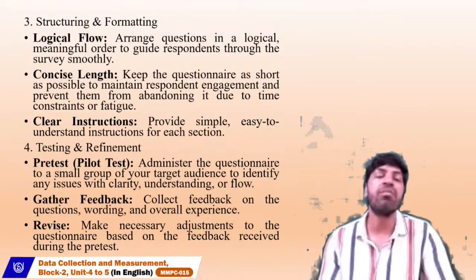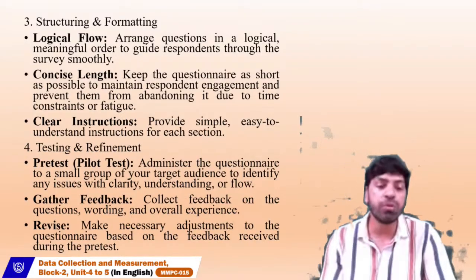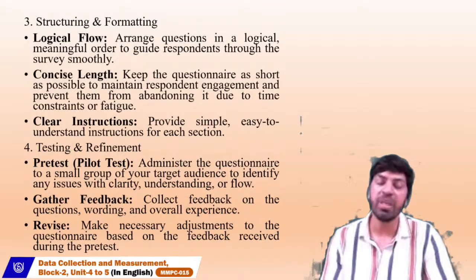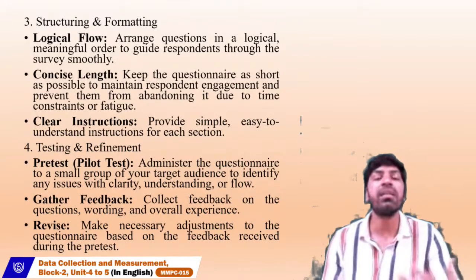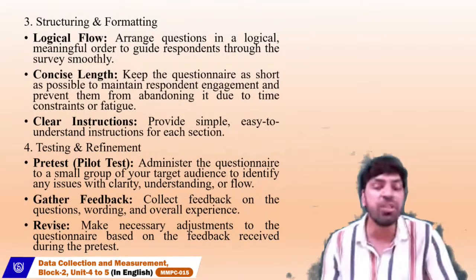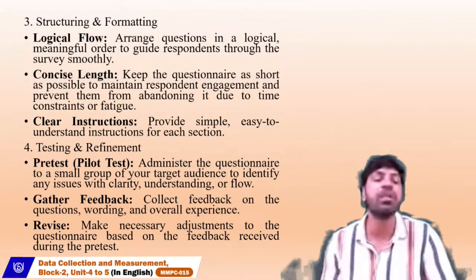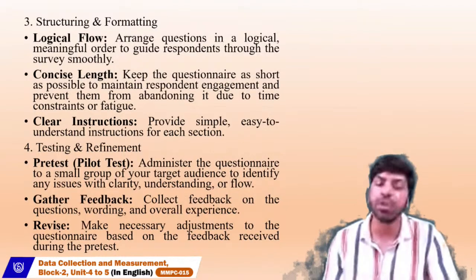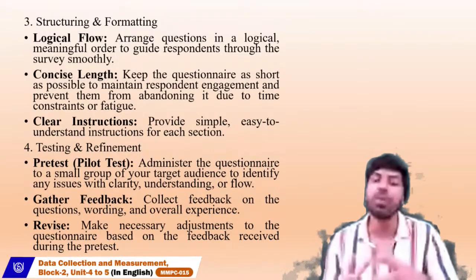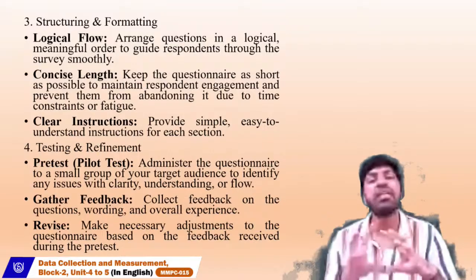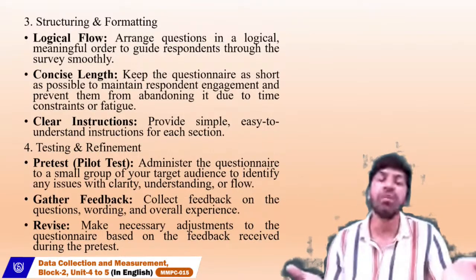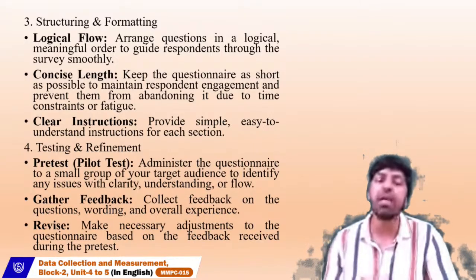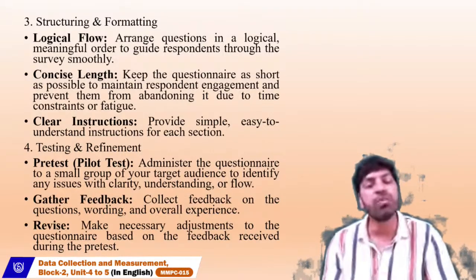If not, then you have to revisit and revise your questionnaires, and then begin again. Once you get the clarity check, the understanding check, and the flow check on the research topic, it can be obtained through feedback. Collect feedback on the questions, the wordings, and the overall experience of the respondents, and if there are any issues or concerns, the researcher can make the necessary adjustments according to the feedback received during the pre-test.